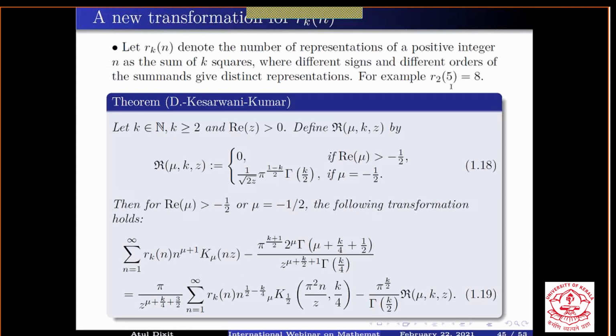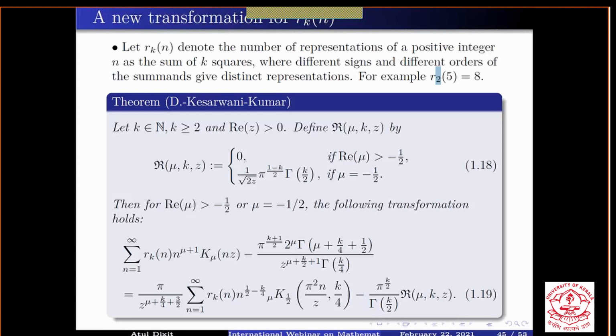For example, if I take n equal to 5, how many ways are there to write 5 as a sum of 2 squares? Here k is 2, right? So a sum of 2 squares. Or you can write it as 2 squared plus 1 squared, or 1 squared plus 2 squared, or minus 2 squared plus 1 squared, and so on. So in all there are 8 representations.